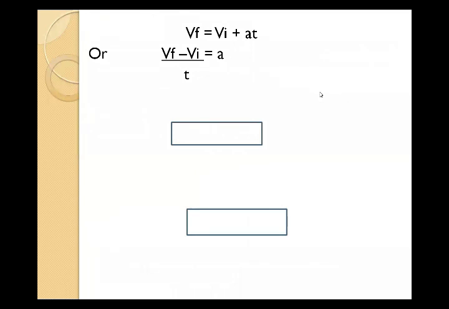use the first equation of motion, that is Vf equals Vi plus At. This is the standard form of the first equation of motion, and now we are going to arrange it because we have to find the acceleration. So we don't move the acceleration and we shift all the other quantities to the other side. Vf is already on the left hand side and we shift Vi from the right side to the left side, and it will become minus Vi.